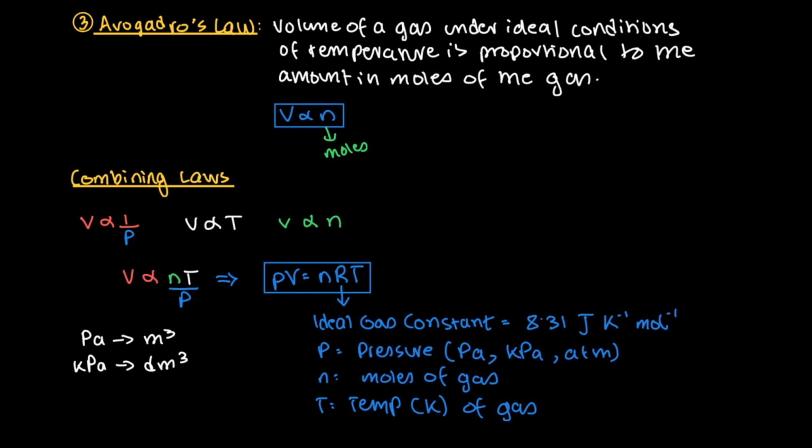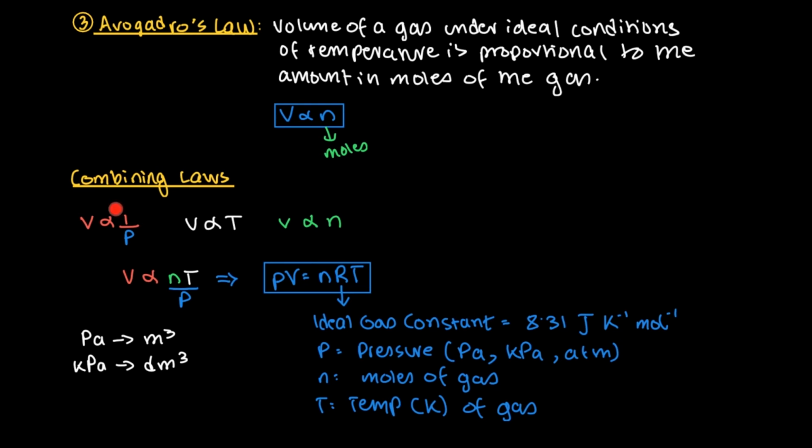Now we've done three laws. We've done Boyle's law, we've done Charles' law, and we've done Avogadro's law. Just a recap. This over here is Boyle's law, which states that volume is inversely proportional to pressure. This is Charles' law, which states that volume is directly proportional to temperature. And this is Avogadro's law, which states that volume is directly proportional to the number of moles.